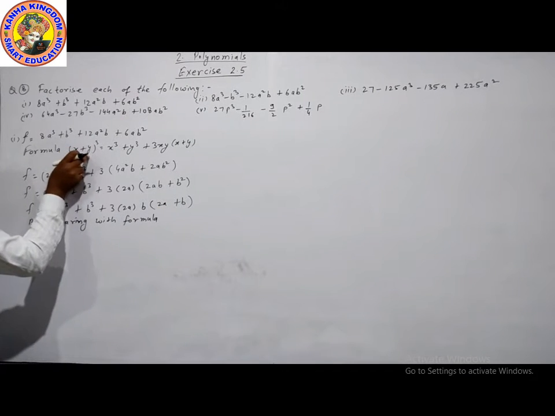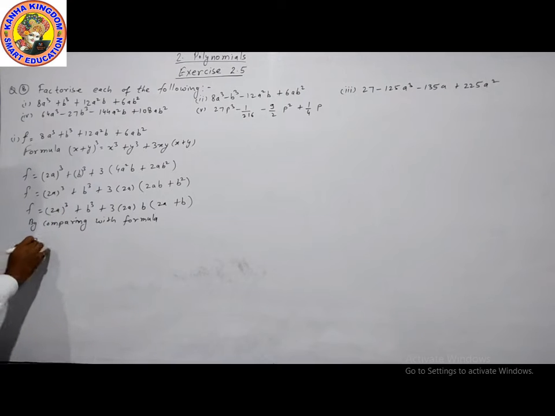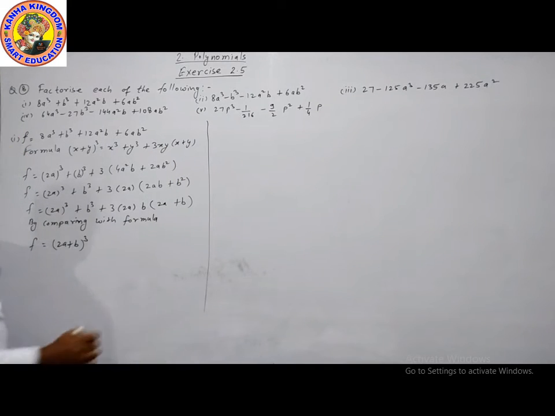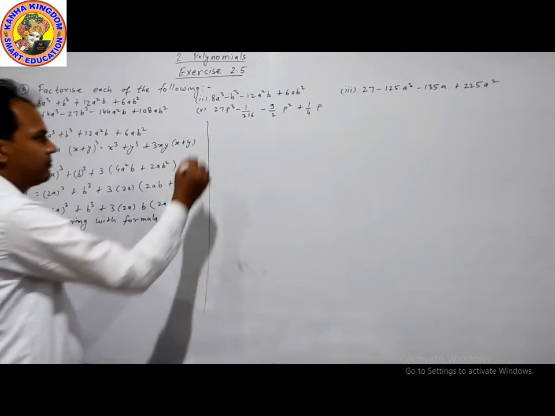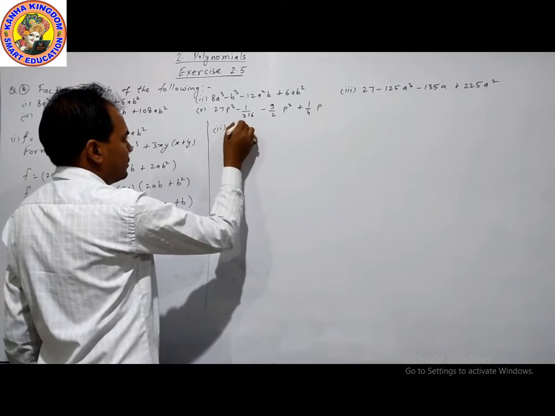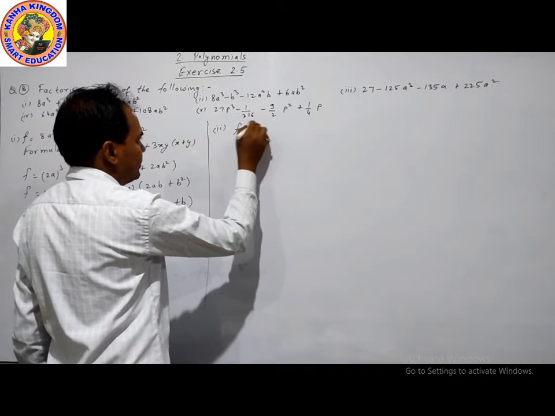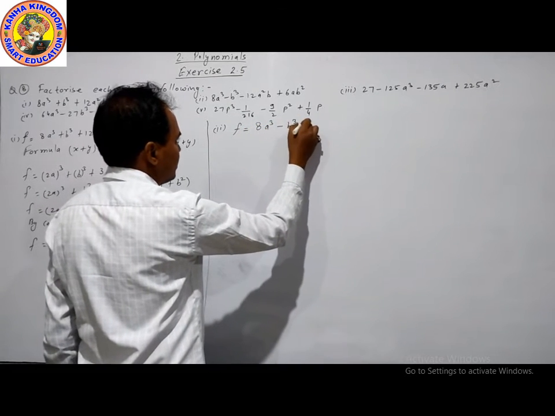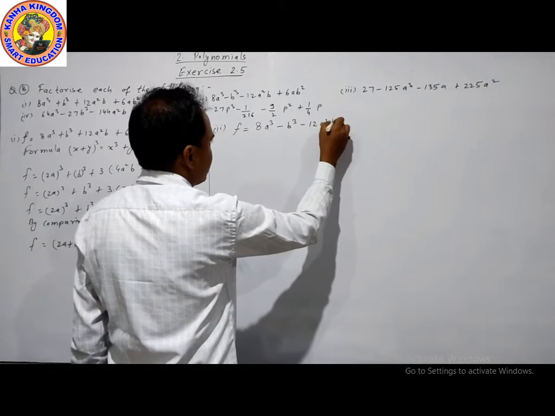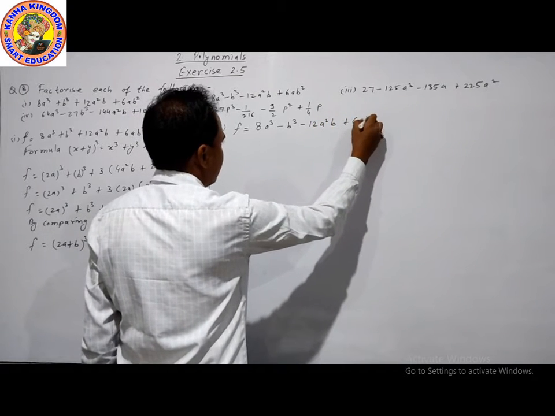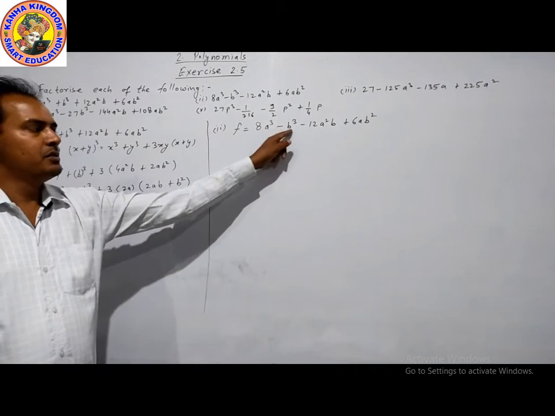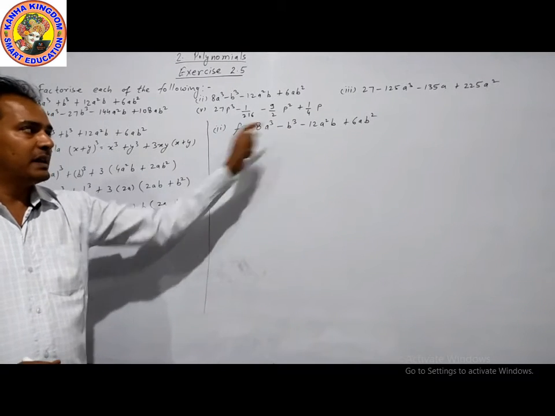The solution is x plus y cube. So the solution is 2a plus b cube. This is our first question. Now I am taking the second one. The given equation is f equal to 8a cube minus b cube minus 12a square b plus 6ab square. This is our equation. Here is a cubic term, x cube, y cube, and minus.